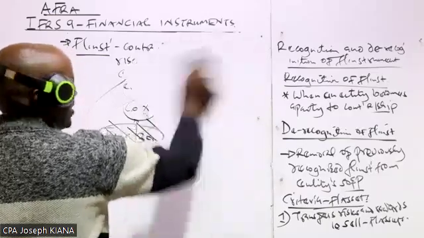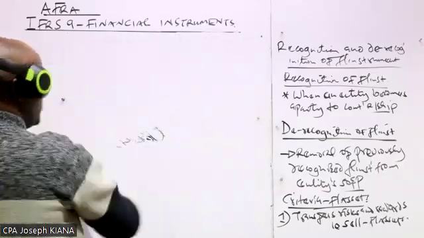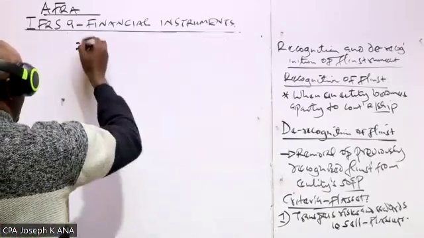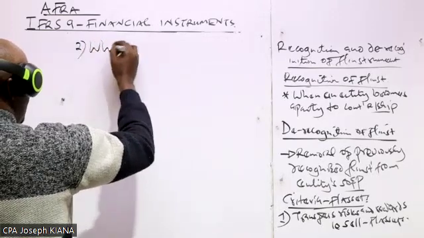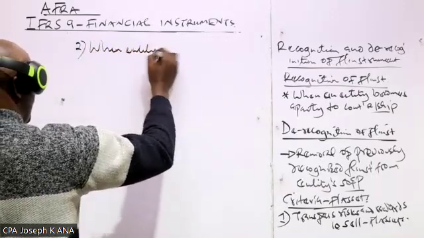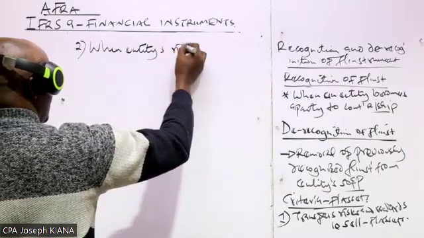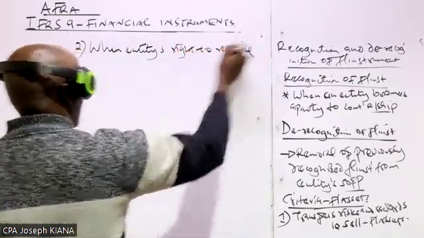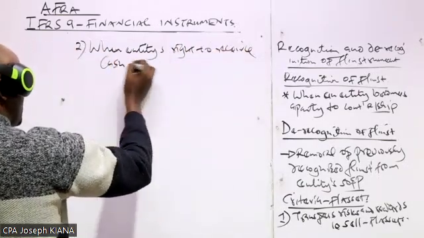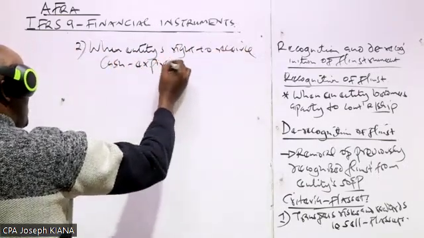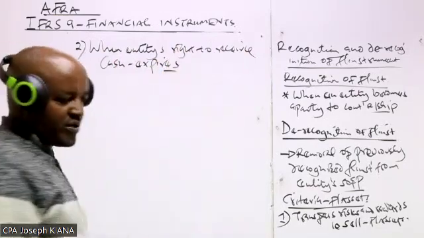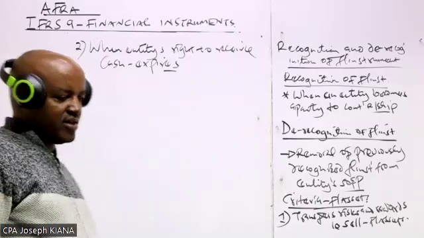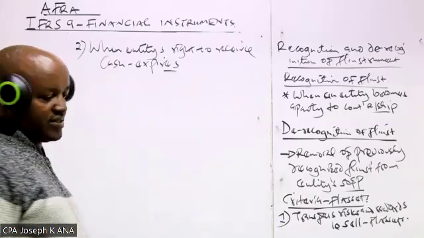And then we have the other criteria, number two, for derecognizing a financial asset, and that is when the entity's right to receive cash expires. When the entity's right to receive cash has expired. So what basically do we mean by this? What do you mean by this?